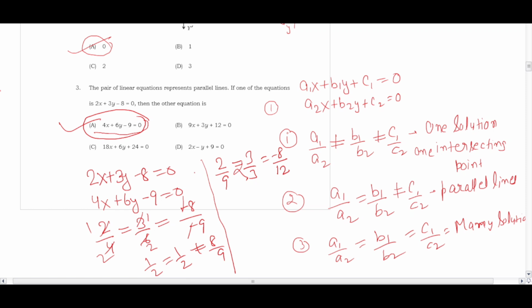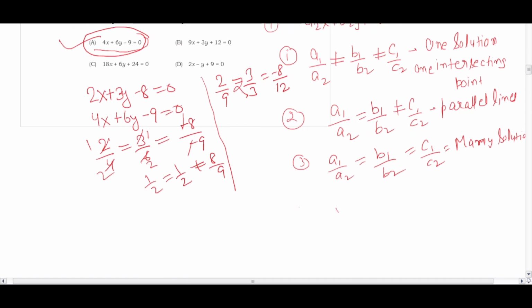The answers. Okay, because here I need only a1 by a2 equals b1 by b2 not equals c1 by c2, meaning we make a1 and b1 equal. Here, if you multiply by 2 then it comes equal. If you multiply by 3 then only it comes. Then here this equation, you multiply by 2, then it comes as the same parallel line. But all options are wrong. Then only one option, A, is the answer.